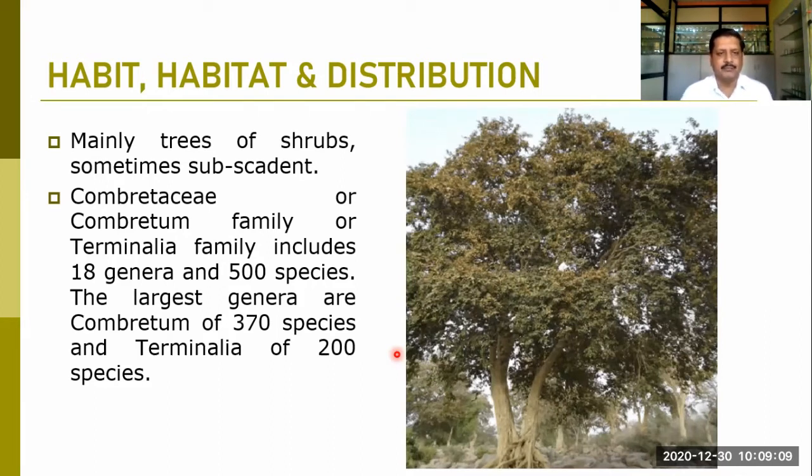The largest is Combretum, having about 370 species. This is one of the great families having great genera like Combretum, where around 70% of the species belong to the single genus, that is Combretum. Another genus is Terminalia, which may have around 200 species distributed all over the world.